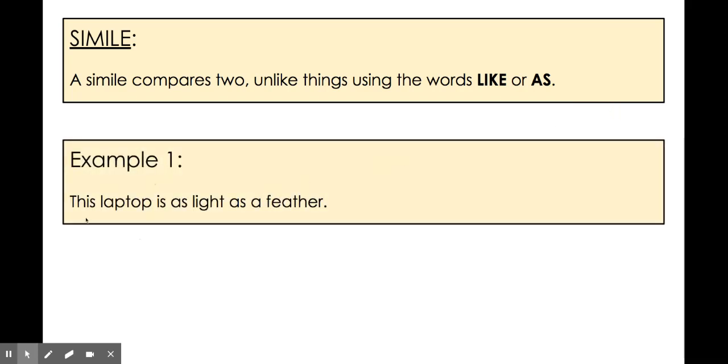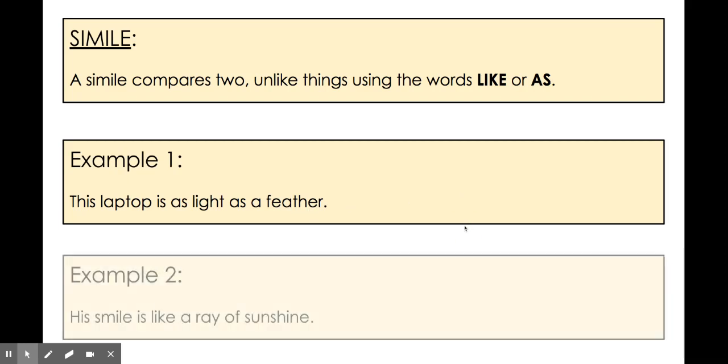For example, this laptop is as light as a feather. Okay, so we know a feather is very light. If you have a feather in your hand, you almost can't even tell that it's there. That's how light it is. So they are comparing this laptop to a feather. They're saying that this laptop is very light, like a feather or as a feather.